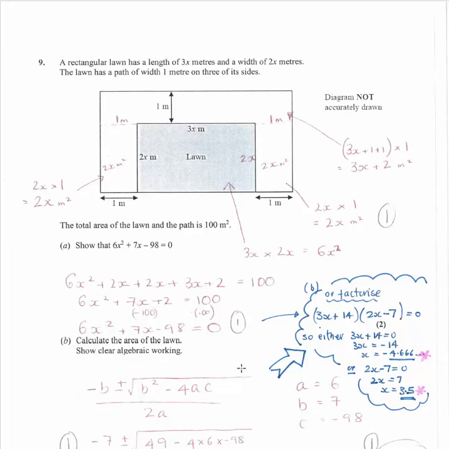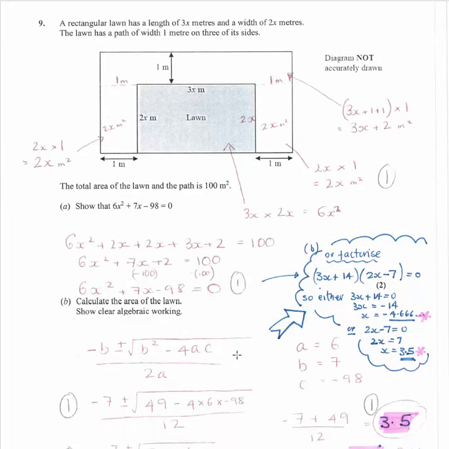Now when we're solving quadratic equations, we want them to be equal to 0. So we don't want this number over here. So we subtract 100 from both sides. If we take 100 from here, we've got 0. And if we take 100 from here, we no longer have 2, but we've got minus 98. 2 take away 100. And there we go. We've proved that 6x squared plus 7x minus 98 must be equal to 0.